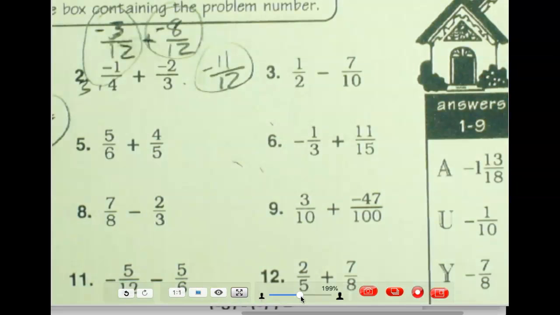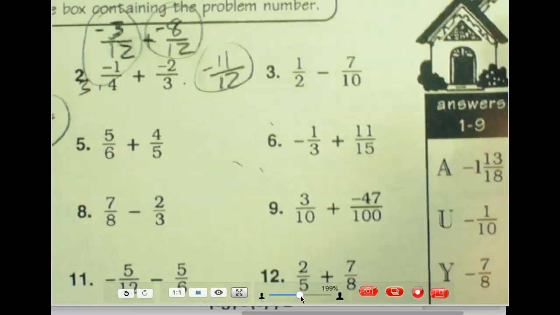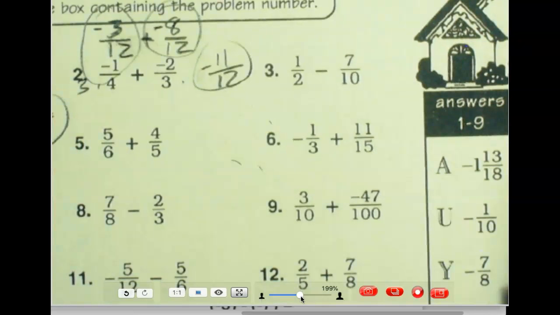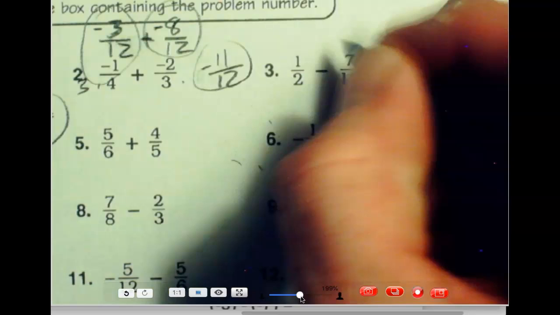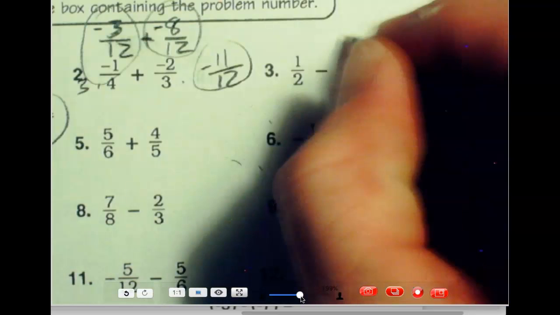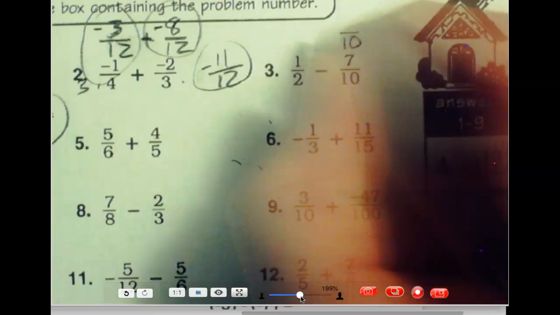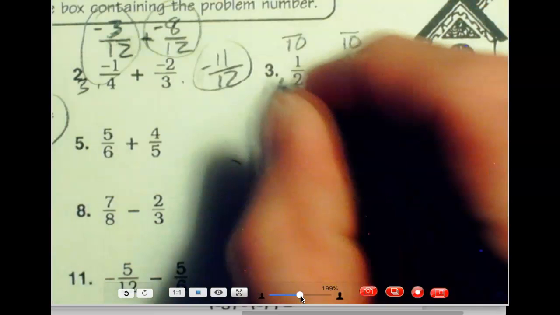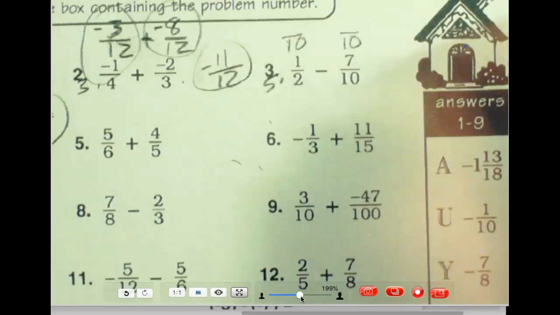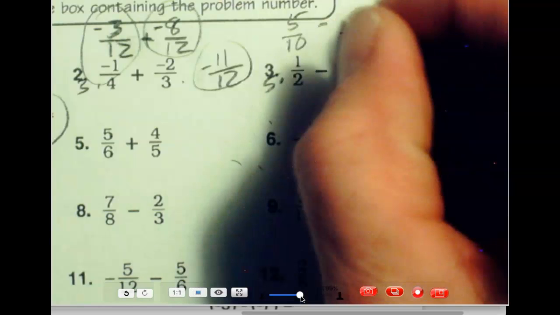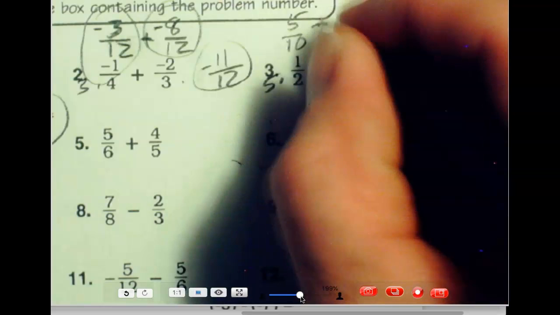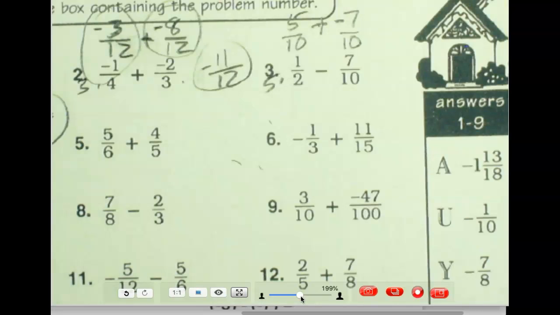So I'll find 11/12 on here. It looks like O, so we'll cross that off. I know you can't see it, but for number 2 just put in an O. All right, let's keep rolling here. This next one, we have 1/2 and 7/10. Well, let's see here. We can use tenths for our common denominator. I would have to multiply this guy by 5, so I'm going to have to do the same on the top. So this becomes 5/10. So we have 5/10 minus 7/10, or 5/10 plus a negative 7/10, however you want to think about that.